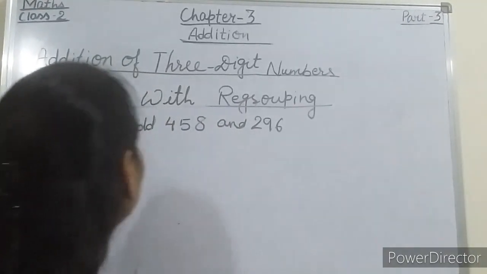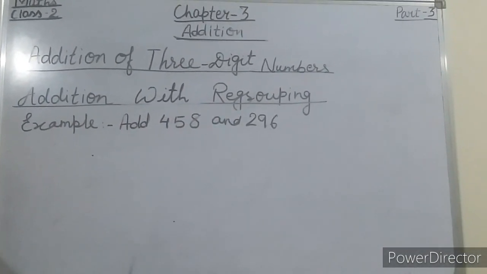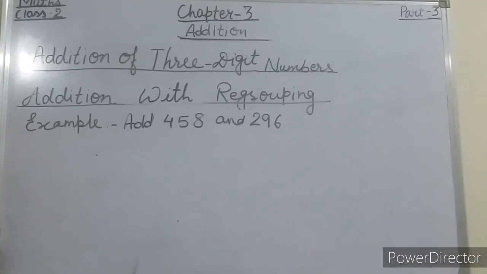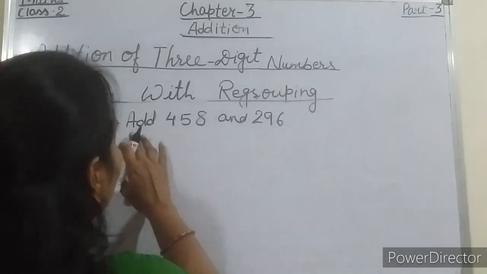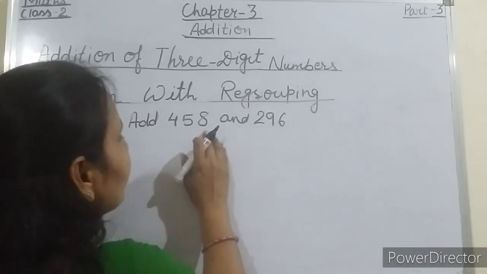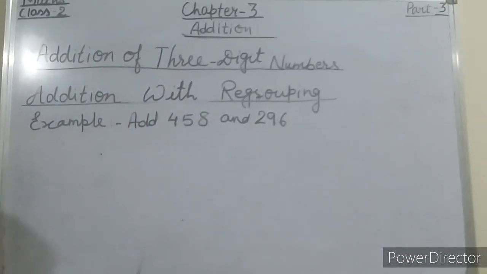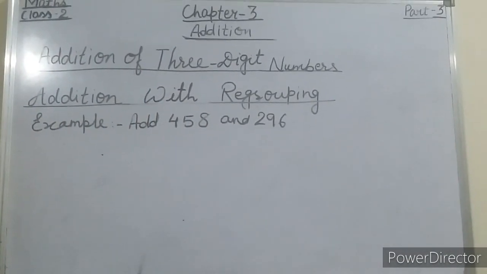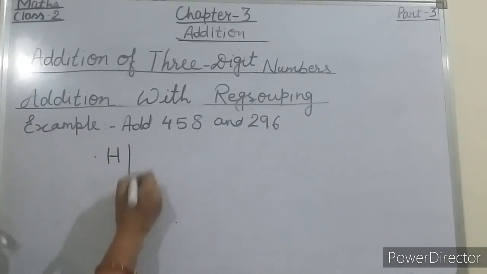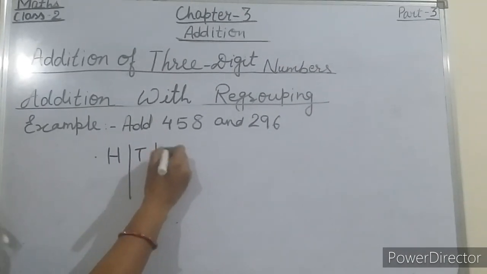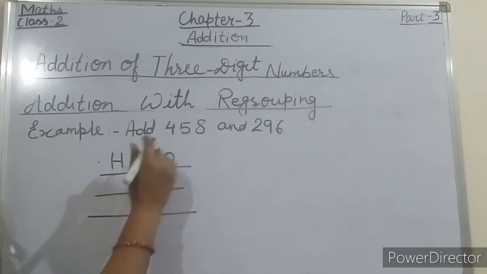Okay. Now I am giving you one example of addition with regrouping. So students, start addition with regrouping. In this section we will learn to add 3-digit numbers by regrouping ones and tens. I have given you one example to do. Add 458 and 296. See students, what we have to do? Write the numbers in columns. So here hundreds, tens, ones.